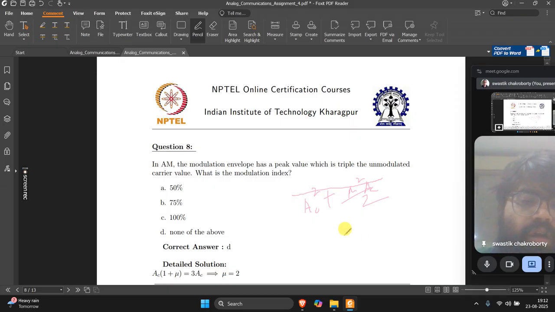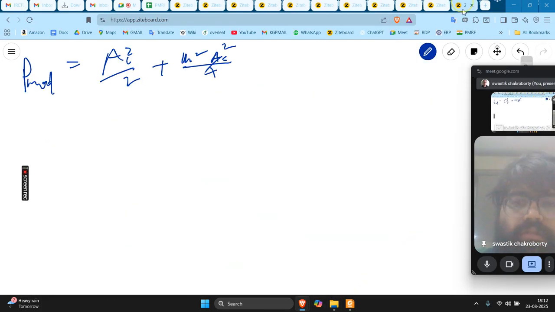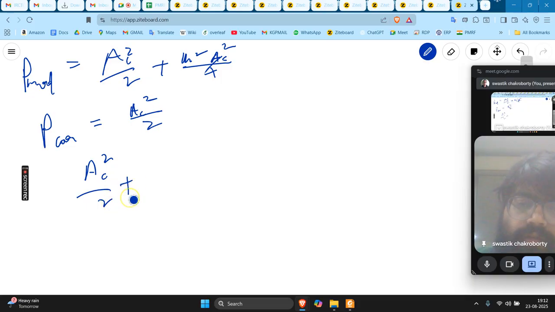Because the total power is this and the carrier power is C squared by 2, so by the problem, this modulation envelope power is 3 times S squared by 2.